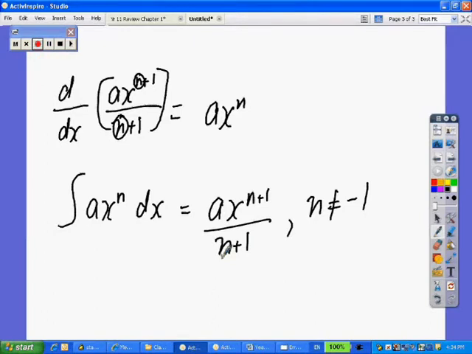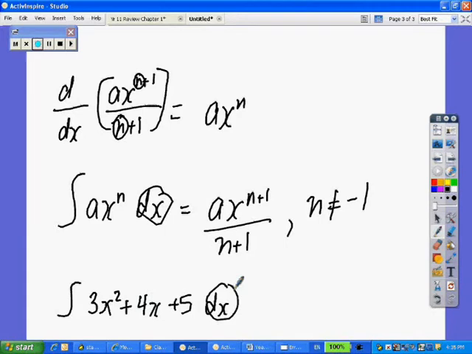All right. So if we want to use numbers for an example, I can say the antiderivative of 3x squared plus 4x plus 5. I should say dx, because it's just part of the notation that you use. I'm going to apply this rule to everything there.